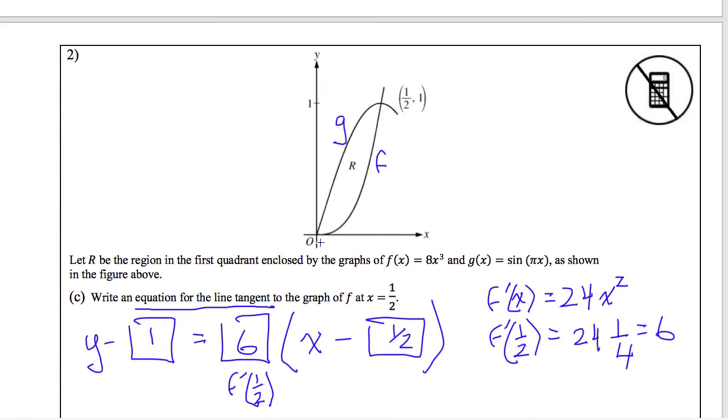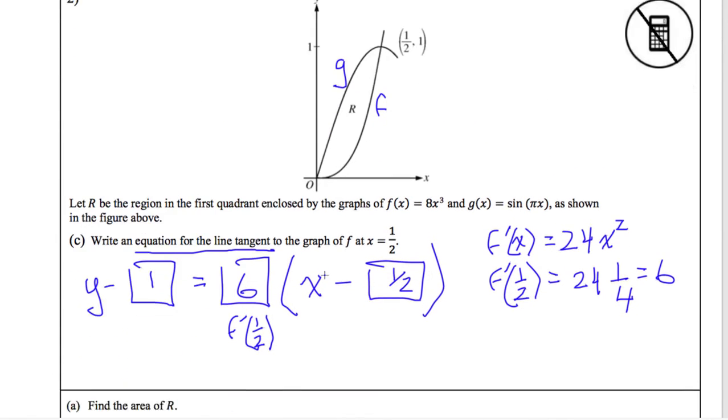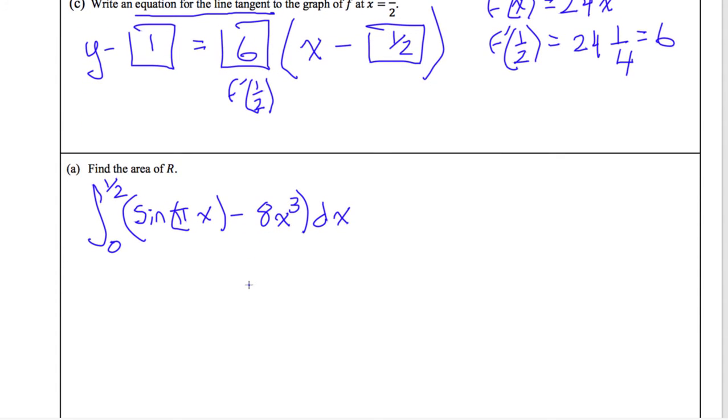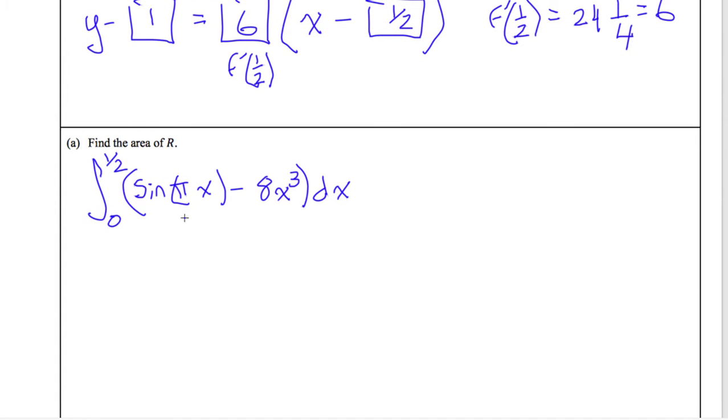And our bounds, everything is in terms of x, so I'm looking at the x coordinate. x is 0, x is 1/2. So 0 to 1/2. Is that okay? That's fine, yeah. It's a little bit tricky setting it up. You might have done 8x to the power of 3 minus sine pi x. You'll get a negative answer, but you'll realize by the end, oh, I just need to switch it, and you can do arrows, and then I think you get points. Like if you just do this, I think you can still get the points for it.